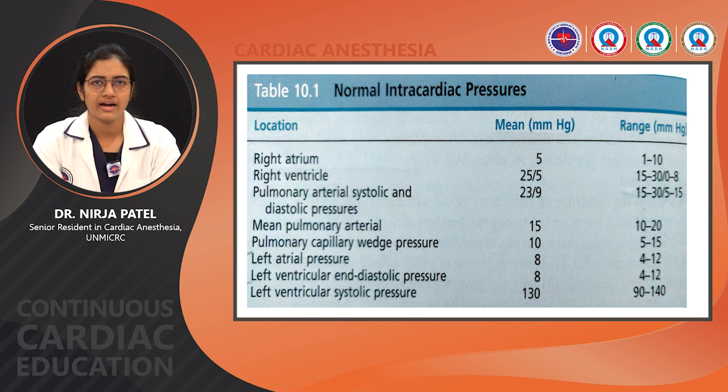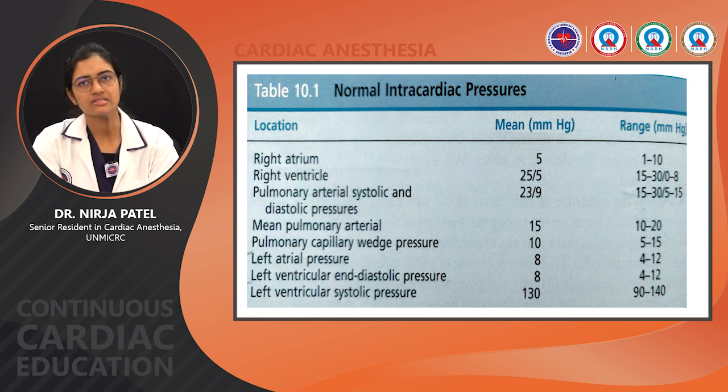These are some normal intracardiac pressures which we will get by using the pulmonary artery catheter. Pressure of right atrium is 5, right ventricle 25/5, pulmonary artery systolic and diastolic pressures 23/9, mean pulmonary artery pressure is 15, pulmonary capillary wedge pressure around 10, left atrial pressure around 8, left ventricular end diastolic pressure, and left ventricular systolic pressure which is 130.